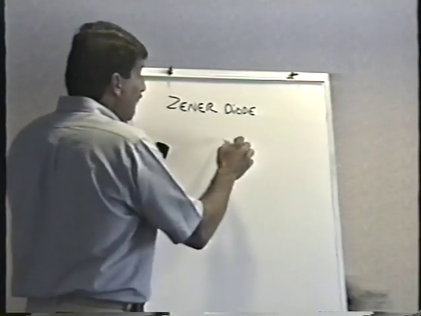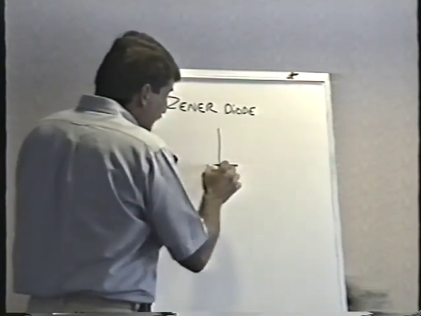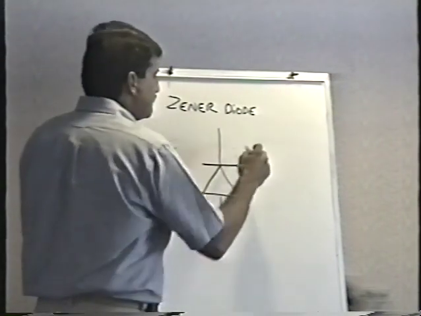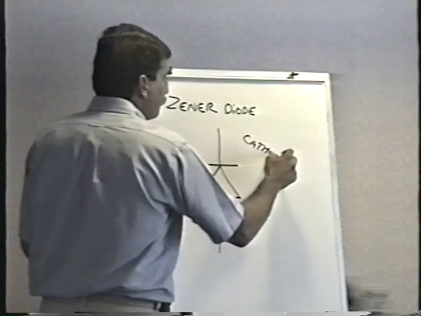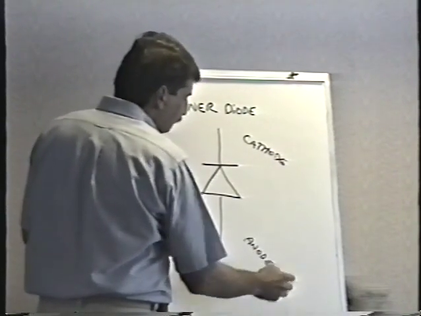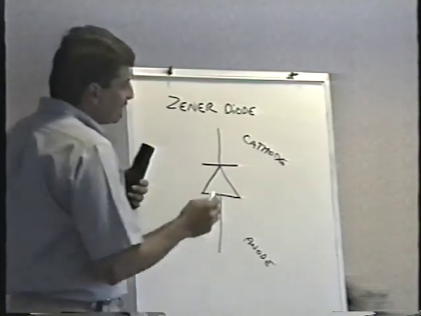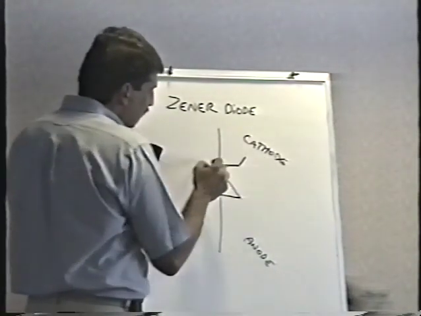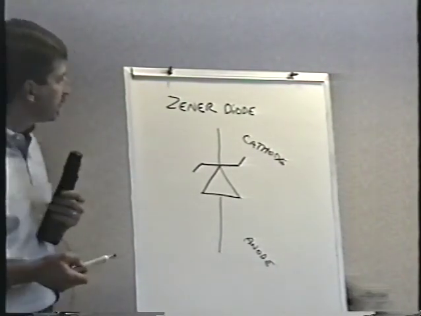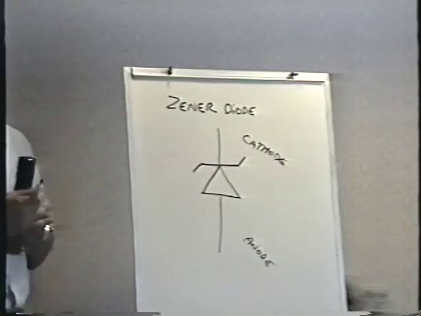Anyway, a Zener diode looks, schematic-wise, like a regular diode, like this, and it has a cathode, and it has an anode, just like before. But to show you that it's a Zener, it has these little angular bits that kind of form like a stylized Z for Zener. Zener diode.